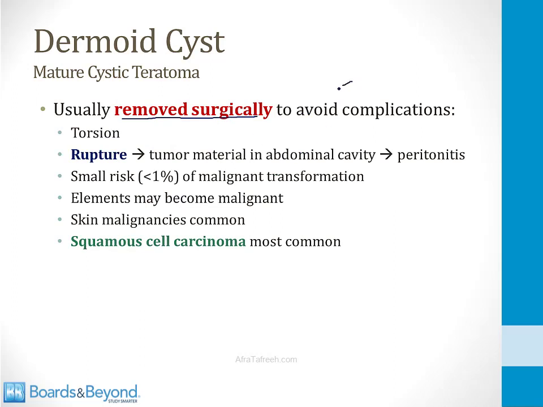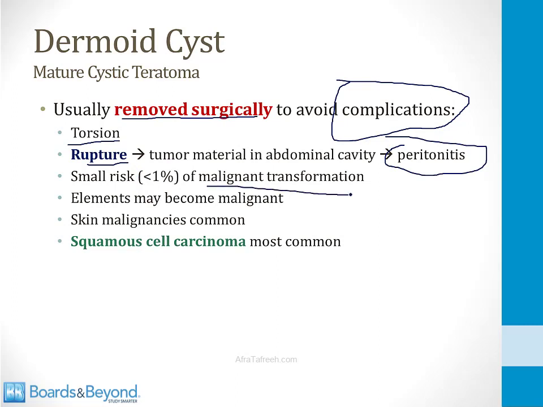Well, the reason is because there are a number of complications that can occur if dermoid cysts go untreated. First of all, they can lead to ovarian torsion. Secondly, the tumor can rupture and tumor material can spill into the abdomen, and that can cause peritonitis. And then finally, there's a small risk that some of the cells in the cyst will undergo malignant transformation.